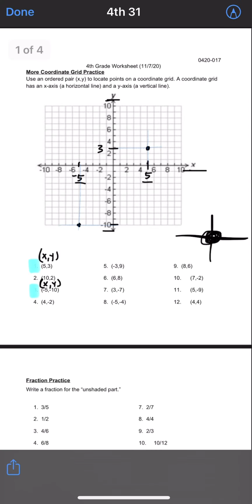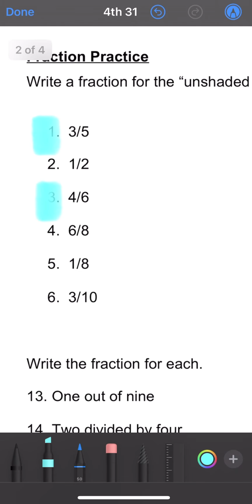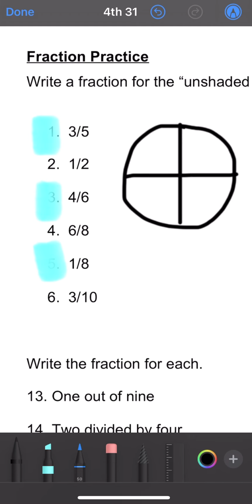Okay, moving on to page number 2, we'll be doing fraction practice. Write a fraction for the unshaded part. So I'll be doing numbers 1, 3, and 5. So 3/5, we're going to split the circle into 5 parts. This isn't going to be even, but let's just imagine this is even. 3/5 is basically these 3 are shaded. Now we're looking for the unshaded part, which is going to be this. So our fraction will be 2/5.